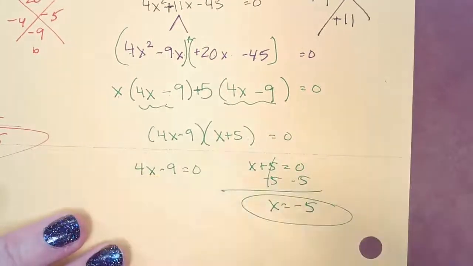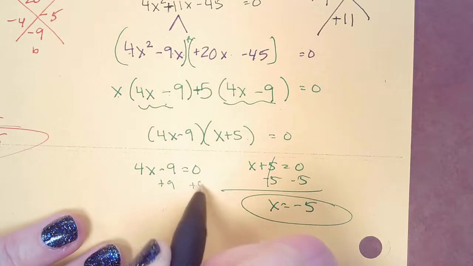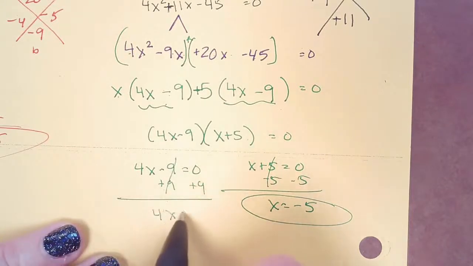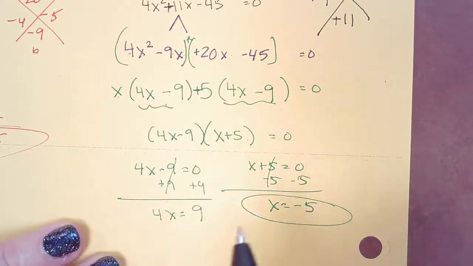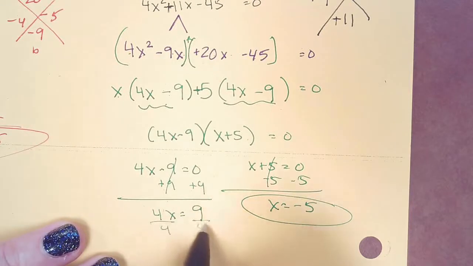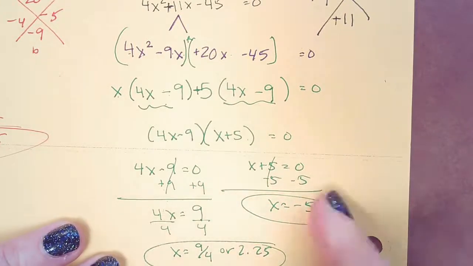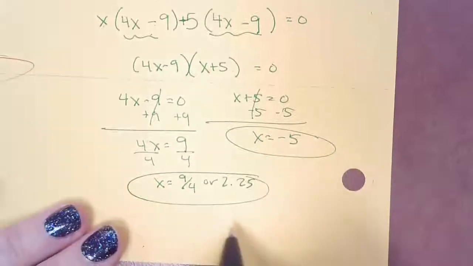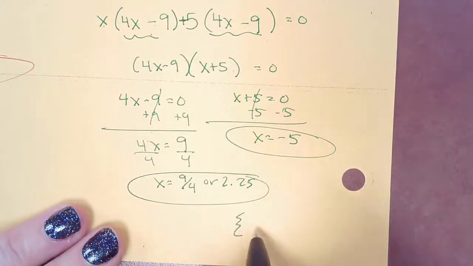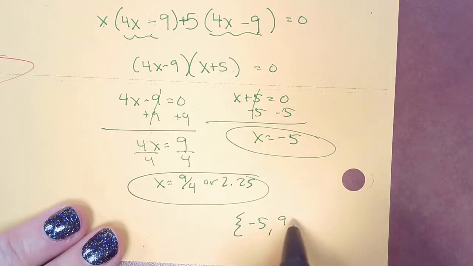This one's a two-stepper. So we'll add 9. Cancel. 4x equals 0 plus 9 is 9. And divide by 4. X equals, I will accept 9 over 4, or you could divide that in your calculator and get 2.25. Two answers. Write it like that, or the set of numbers, negative 5, 9/4.